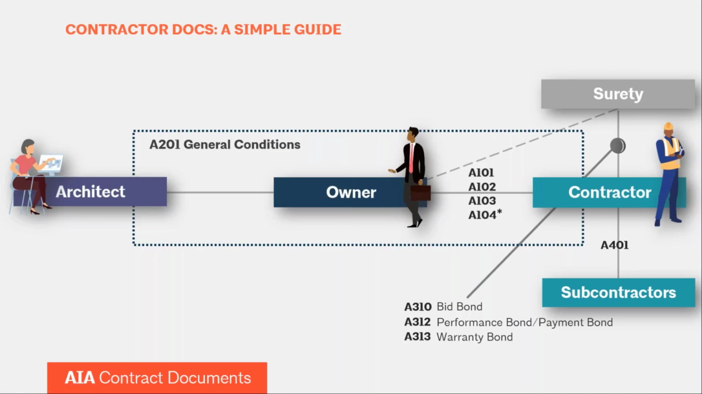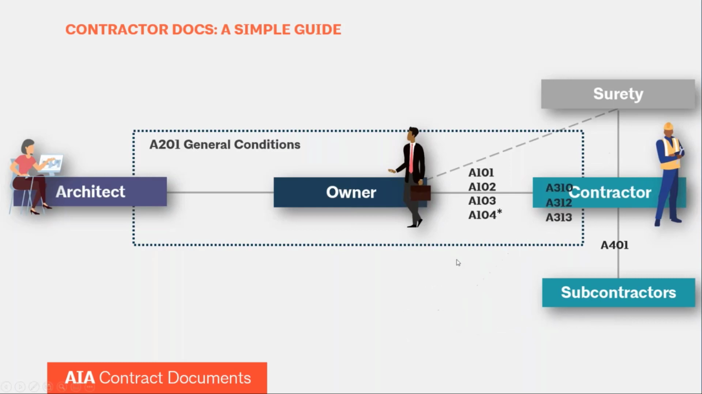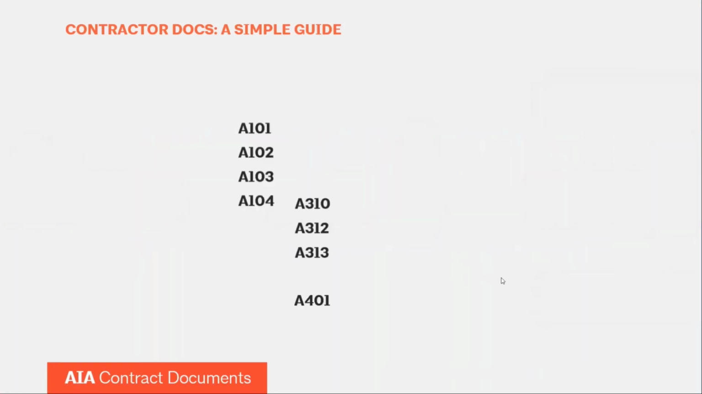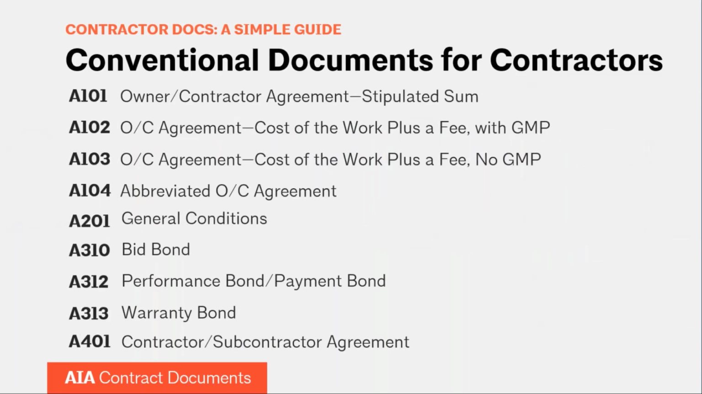Bonds and insurance can get pretty complicated, and we have a lot of resources that help you define these forms and learn more about them, which I will point to at the end of the presentation. But there you have it. From a contractor subcontractor perspective, you have our conventional family. So to kind of summarize, here's the list of the documents we just went over.